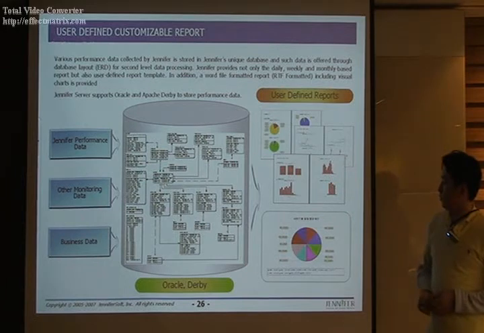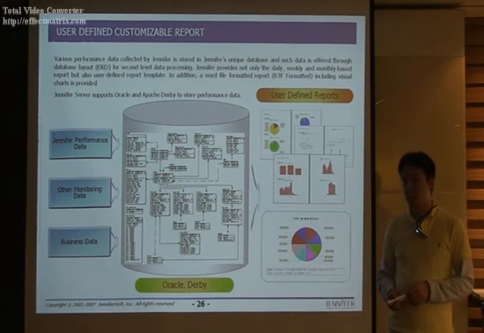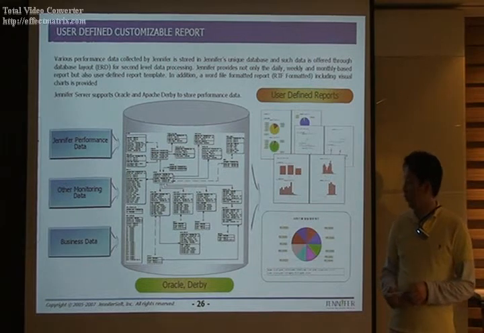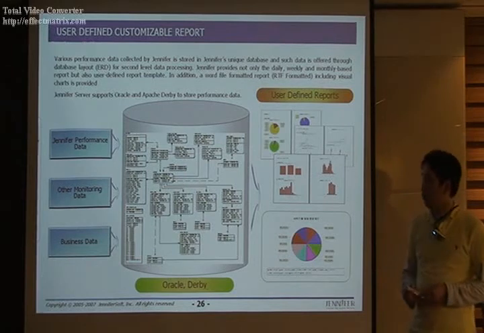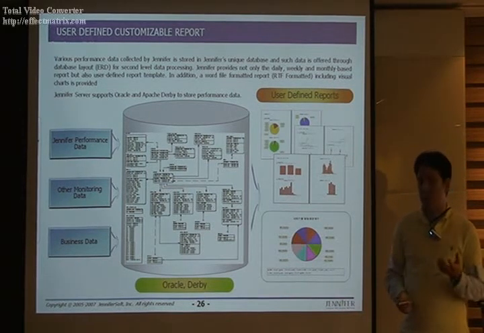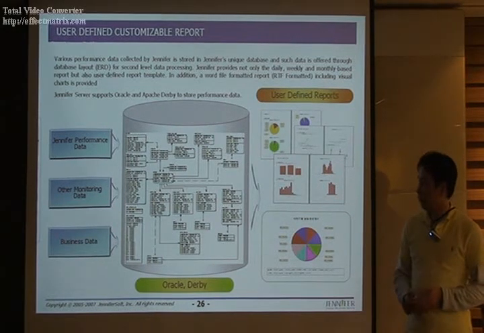As I've said before, Derby is what is typically packaged with Jennifer. Derby is a very straightforward, however very powerful database. Also, it is packaged with Jennifer because it's relatively cheap to implement. However, if you would like to use Oracle or SQL or any other type of relational database, Jennifer supports them as well.